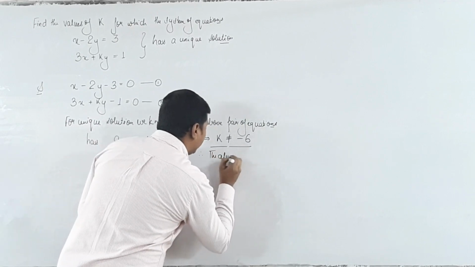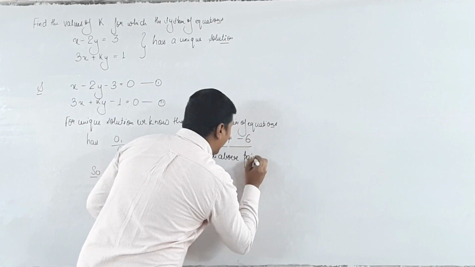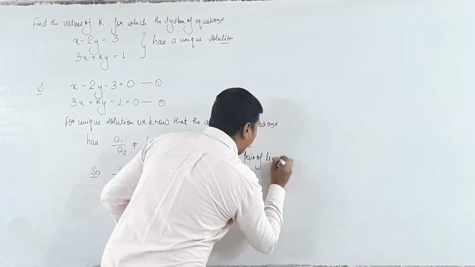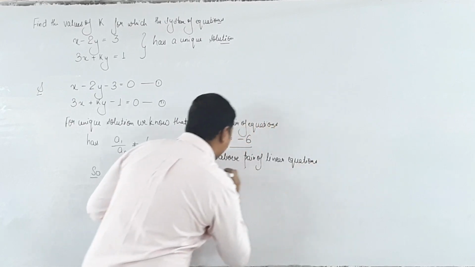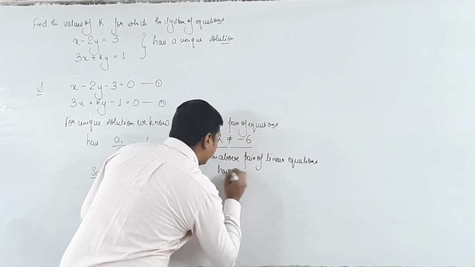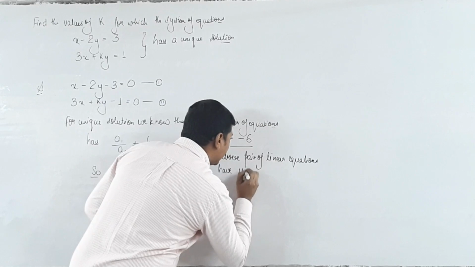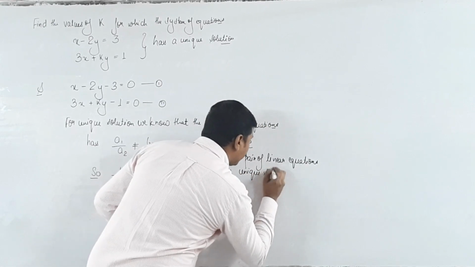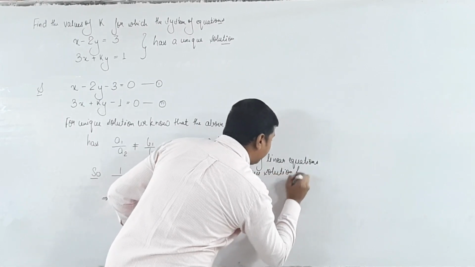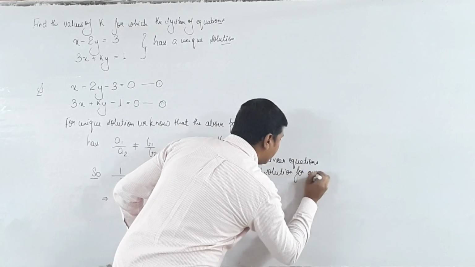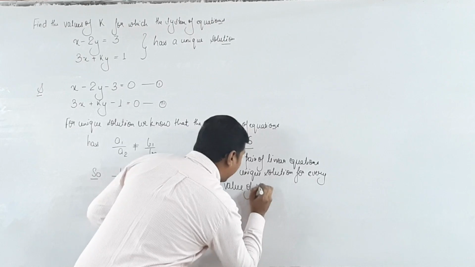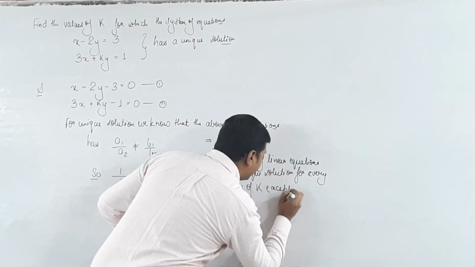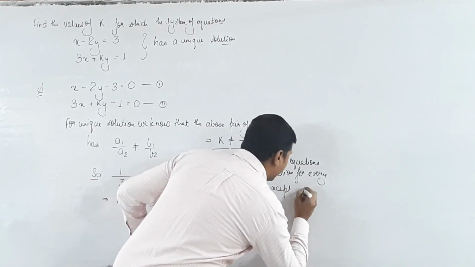The above pair of linear equations have unique solution for every value of k except minus 6.